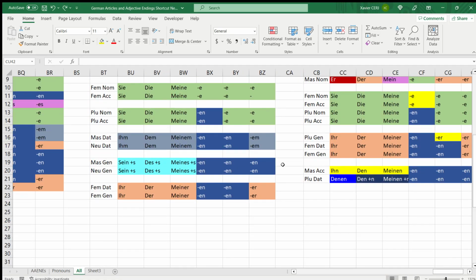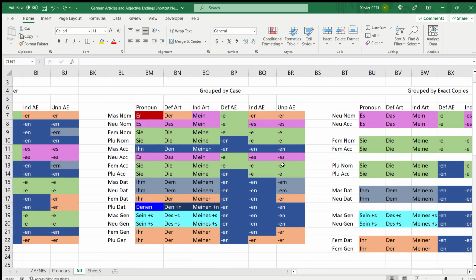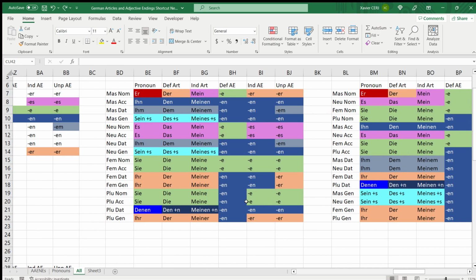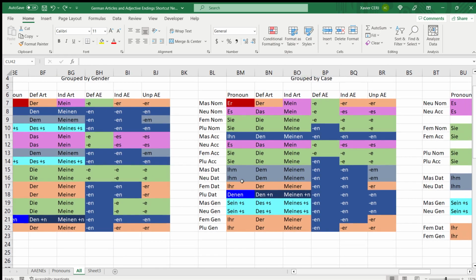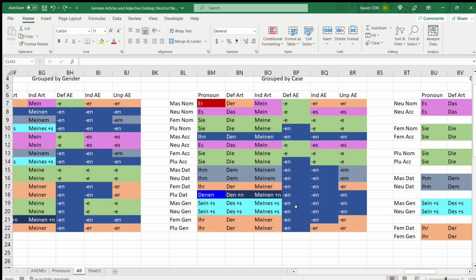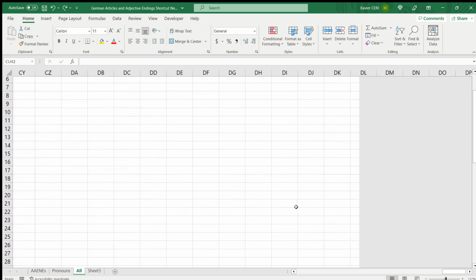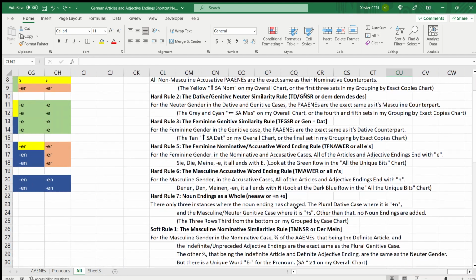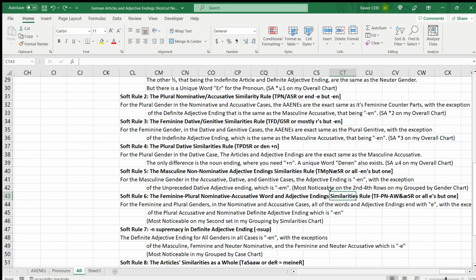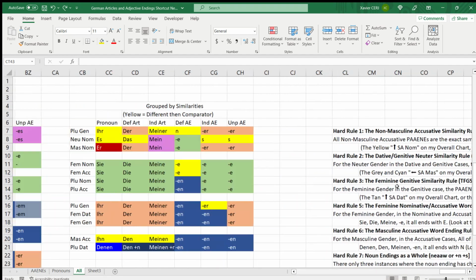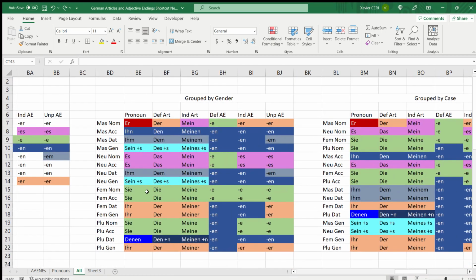So what does that mean? It means that if you look at this chart right here, where is it? Grouped by gender? I should group by here. It says most notable somewhere, right? Most notable where? Most notable on the second through fourth rows on the group by gender chart. So it is grouped by gender. Second through fourth rows. Right. So as you can see here, all of these are en, except for this one, which is em.